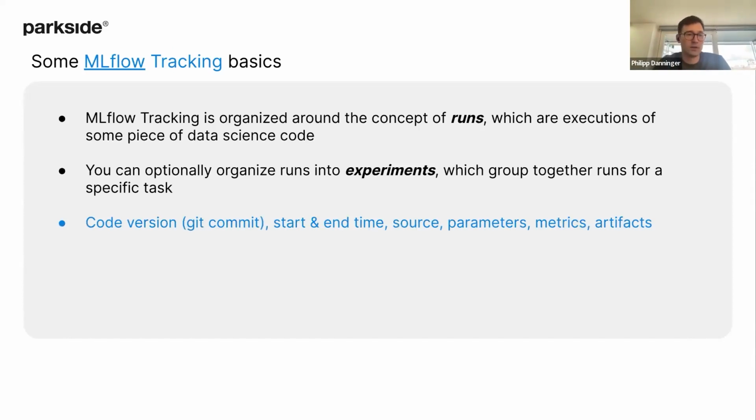And this is now the very interesting part. So you can track the code version or the Git commit from which this machine learning run has been started from. You'd see the start and end time. This is something you can record. You can track the source. So which file, is it a notebook or is it a Python file or a Python script that executed the code or the run?